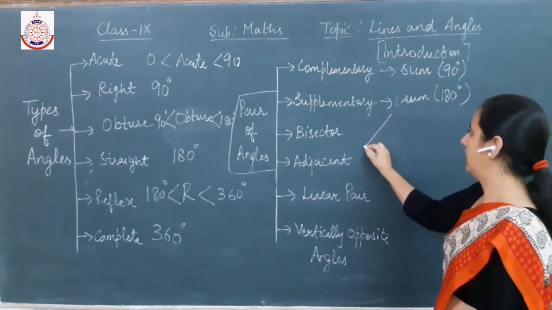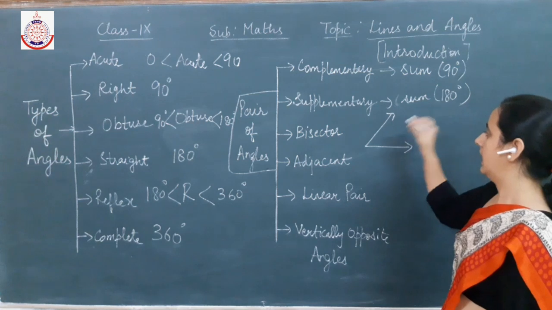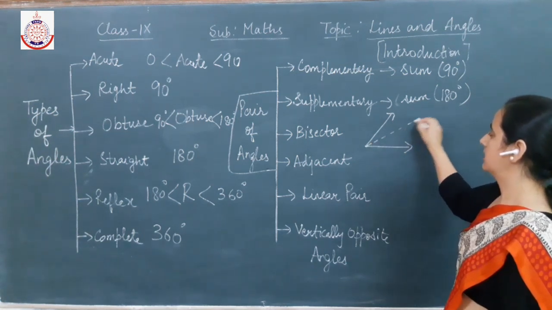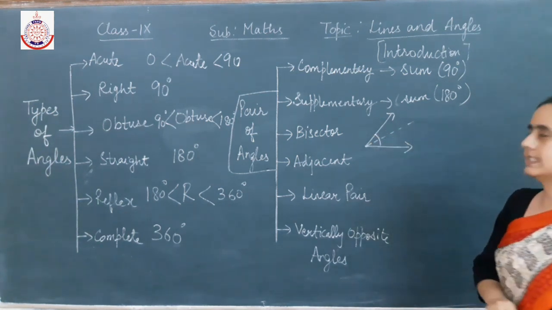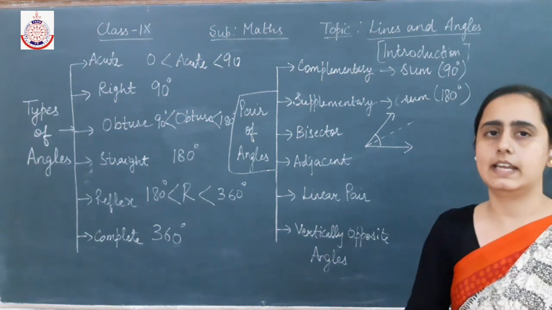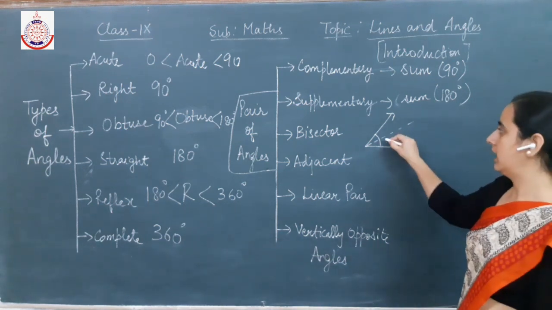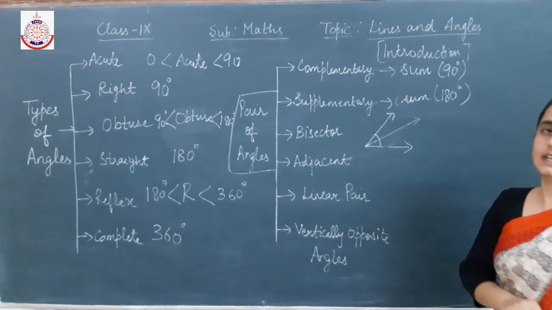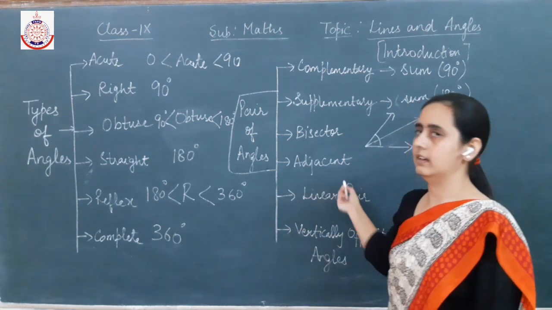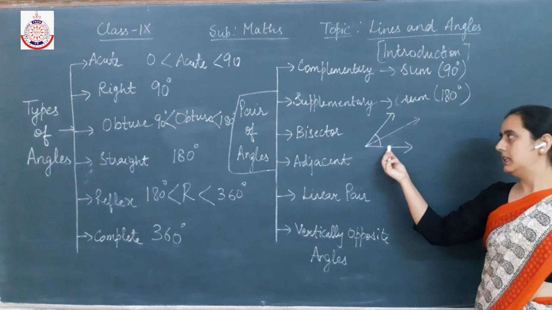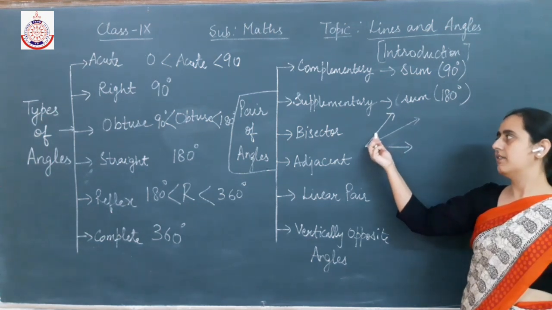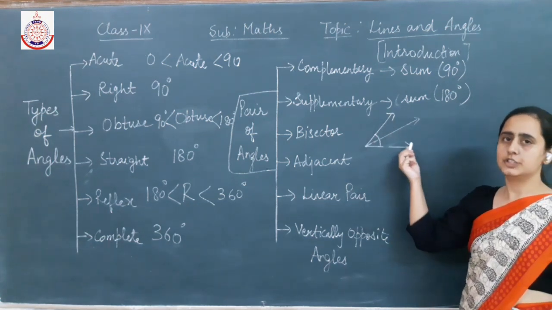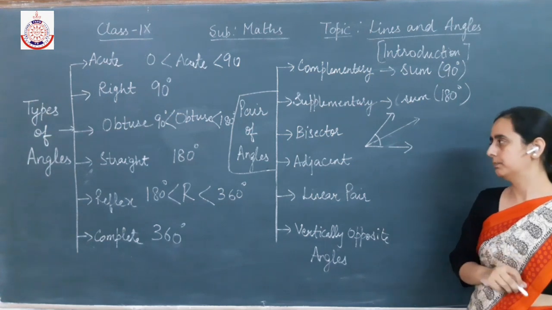Like if I draw an angle like this, and if I draw this line, suppose the angle was of measure 60 degrees and this line is dividing it into 30 and 30, then this line is called the bisector of this angle. So that means the bisector of an angle divides an angle into two equal parts.